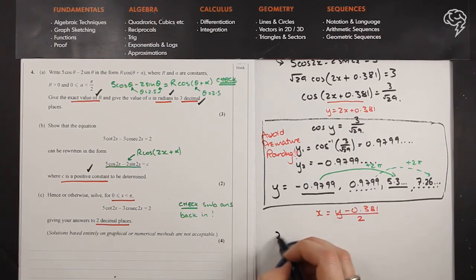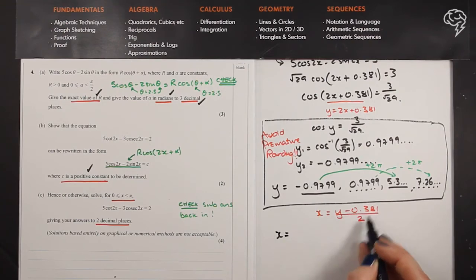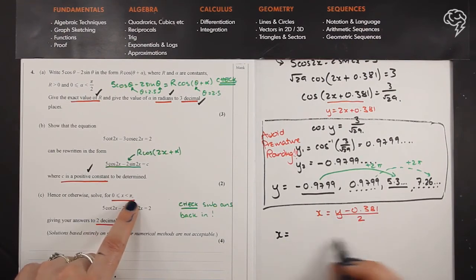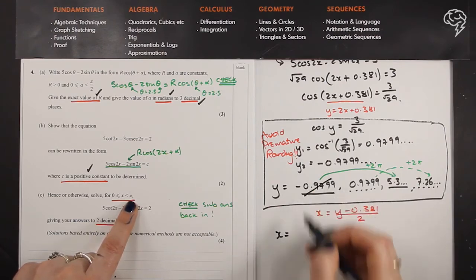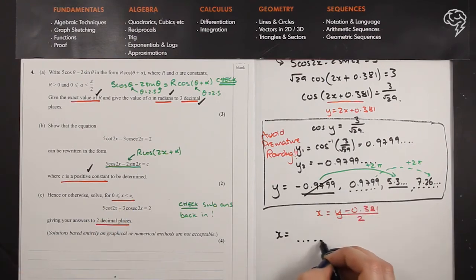So let us do it. We've got this one, this one, this one, and this one, and we're going to subtract 0.381, then divide by 2, and we want things between 0 and pi to pop out. So actually I'm not going to bother with that one because it's already negative. If I take something off and then divide by 2, it's going to be more negative, so I definitely don't want it. So let's start with that one.